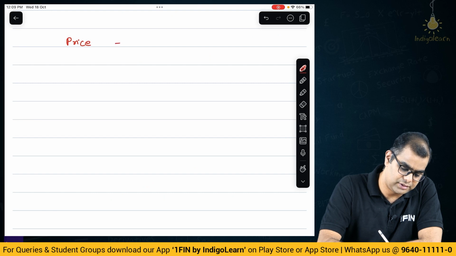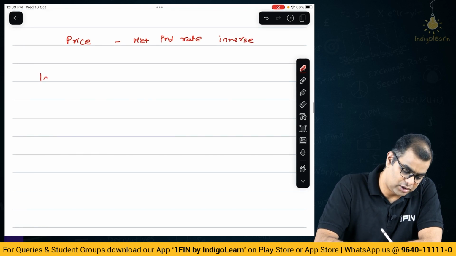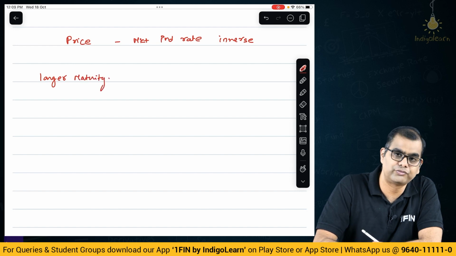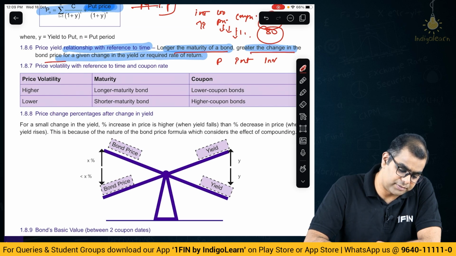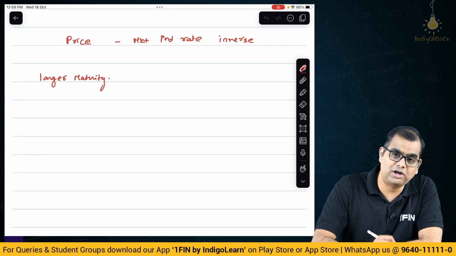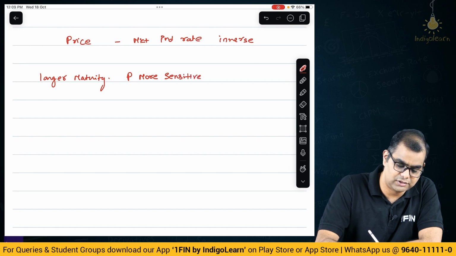Price and market interest rate: inverse. Correct? Here they are saying longer maturity. What is the exact wording? The longer the maturity of a bond, the greater the change in the bond price for a given change in yield. Longer the maturity, price is more sensitive to yield changes.